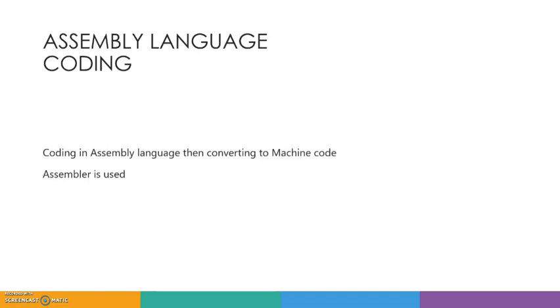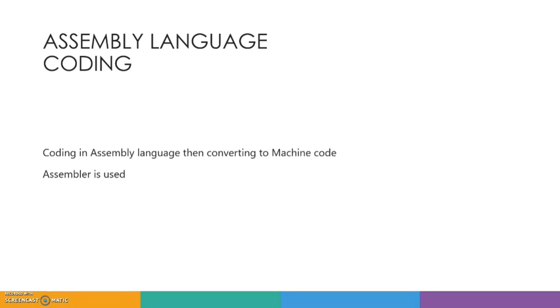So the first one is assembly language coding. Here we are going to write the code in assembly language. But in order to burn to the hardware, we have to first convert that to a machine code, because the hardware or the processor will only understand ones and zeros. For our convenience, we are using assembly language, but the processor is convenient with ones and zeros. So we have to convert the assembly language which we have written to the machine code or machine language. For that, we are using an assembler, and this process is called assembling.